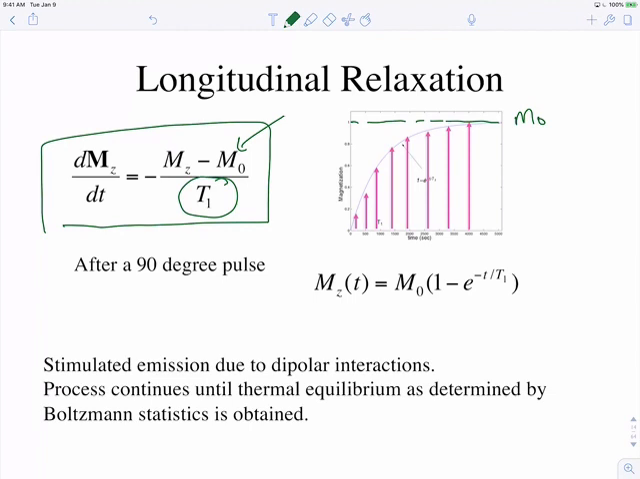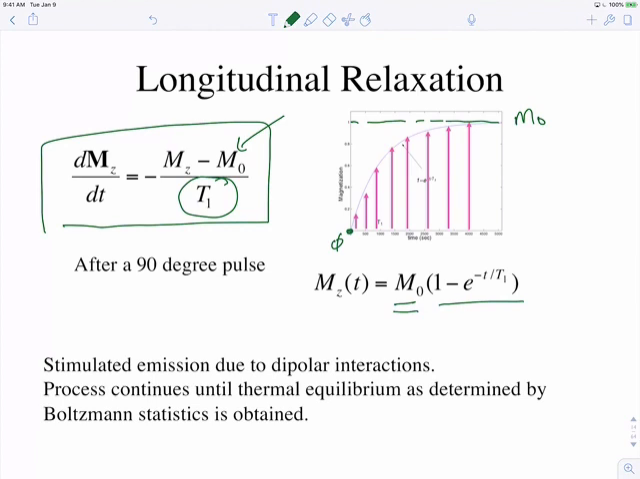Okay? So for example, let's say we start off at 0 here. Then the equation of motion is simply M sub 0 times (1 minus e to the minus t over T1). Okay? So those of you, for example, who have done basic RC circuits, probably everyone here has, this is sort of like the RC circuit time constant. Okay?